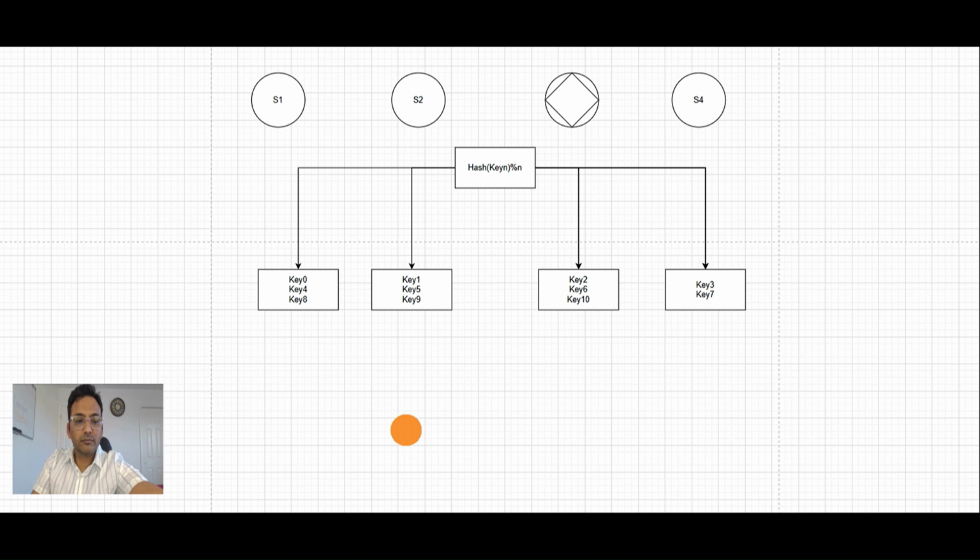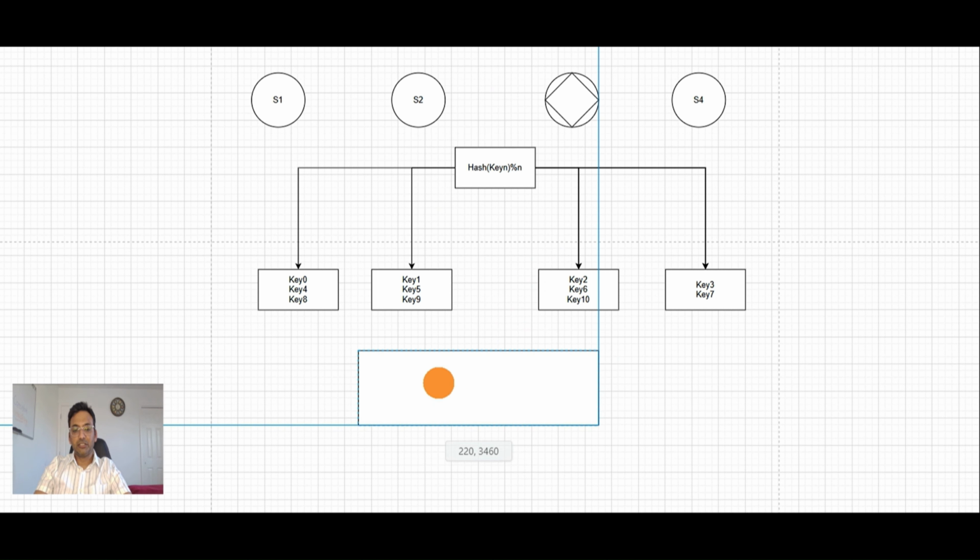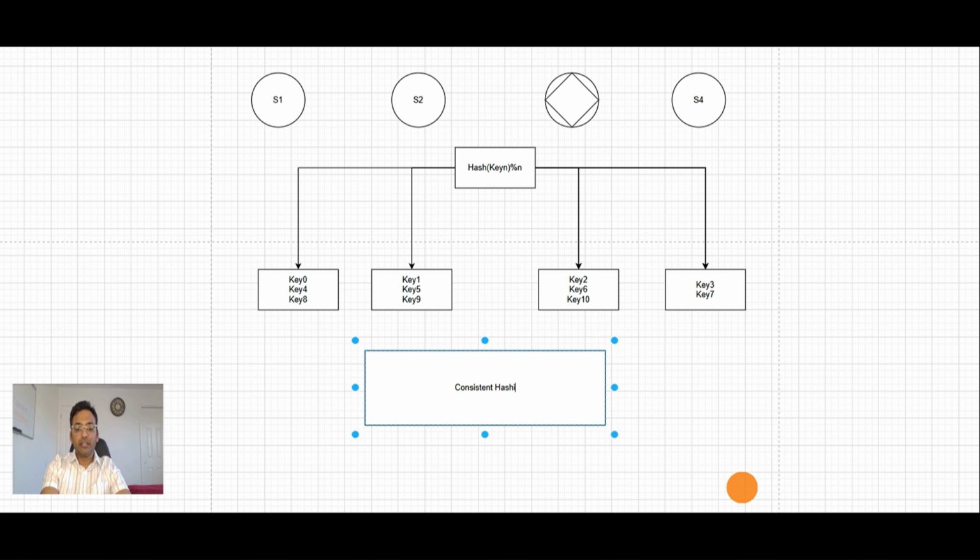To handle this use case, where we can avoid having to rehash the entire data set, we have another approach, and that is called consistent hashing. Consistent hashing helps here and handles this scenario effectively. How does that work? Let's talk about that. So how does consistent hashing work?